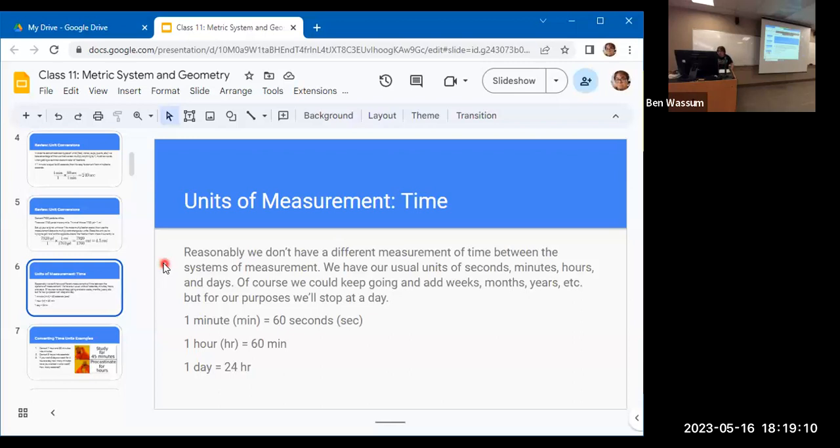So we have the usual units that we're all familiar with: seconds, minutes, hours, days. You can actually continue to build on that: weeks, months, years, decades, however much you need. Like if you needed to convert something into decades, you could very well say, oh, well, 1 decade is 10 years and convert whatever it is you're working with to years to get to that.